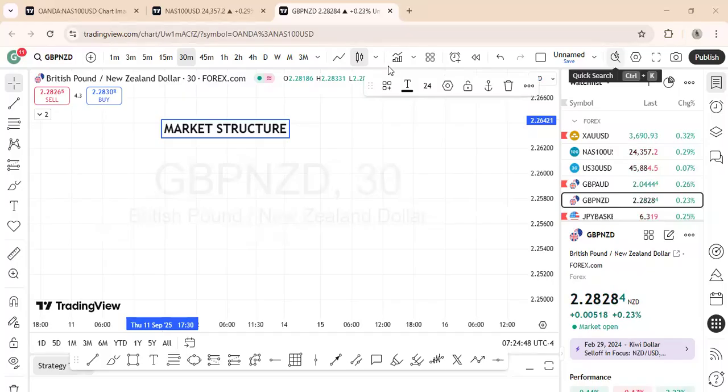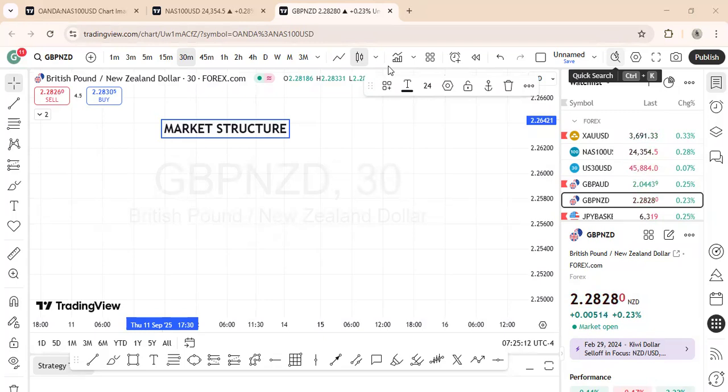Right, guys, so welcome to this teaching. We are going to be going back to basics: the basics of market structure, the basics of liquidity, and the basics of trading foundations in general, right? So in this particular video, I'll make it very brief so that you guys can follow up. It's more of a refresher course, right?